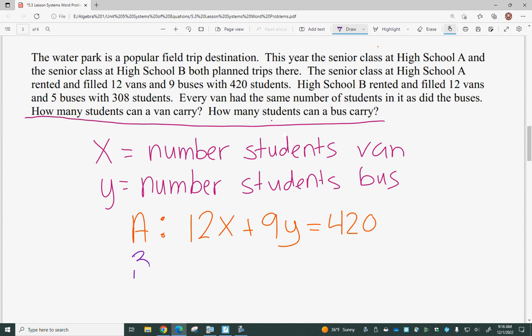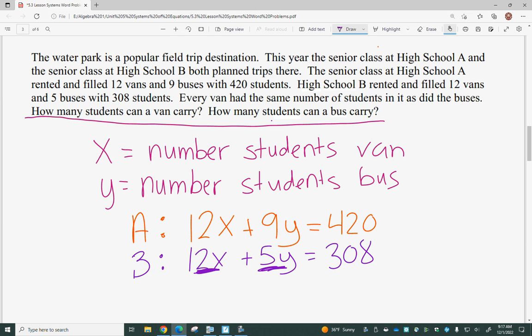I could do the same thing for high school B. They had 12 vans and 5 buses. So this 12x gets us the number of students that came by van. 5y gives us the number of students that came by bus. And when we add them together, we get the total number of students who went on the field trip from high school B, which is 308. And again, now we have 2 equations. We can solve whichever way you'd like.